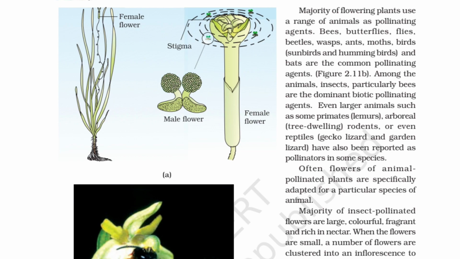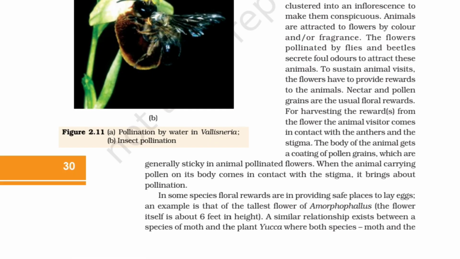Even larger animals such as some primates, lemurs, arboreal tree-dwelling rodents, or even reptiles, gecko lizard and garden lizard, have also been reported as pollinators in some species. Often flowers of animal pollinated plants are specifically adapted for a particular species of animal. The majority of insect pollinated flowers are large, colorful, fragrant and rich in nectar. When the flowers are small, a number of flowers are clustered into an inflorescence to make them conspicuous.